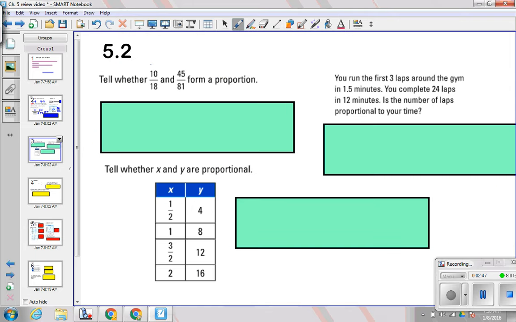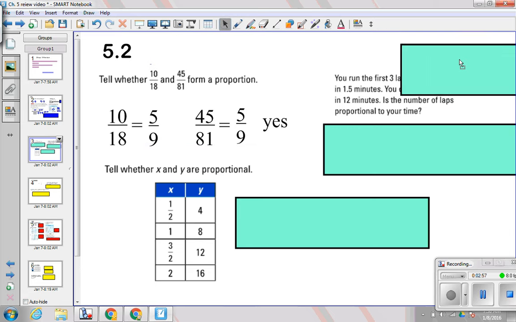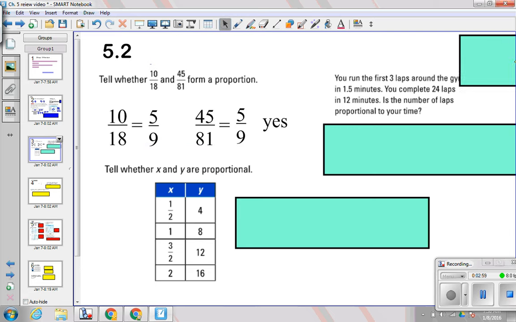Okay, in 5.2, we compared ratios to see if they formed a proportion. So when we have the first one with 10/18 and 45/81, both of those fractions simplify to the same ratio, 5/9. So they do form a proportion.